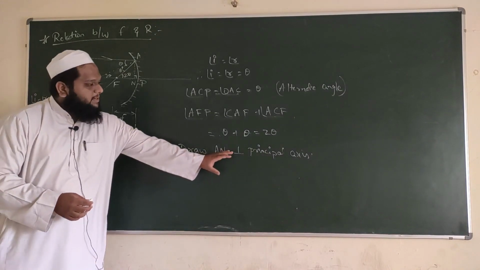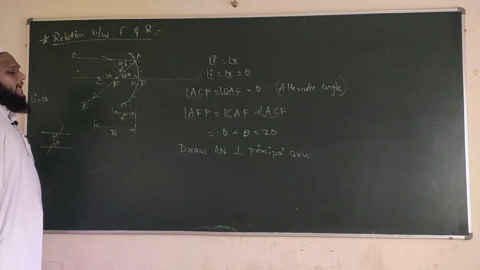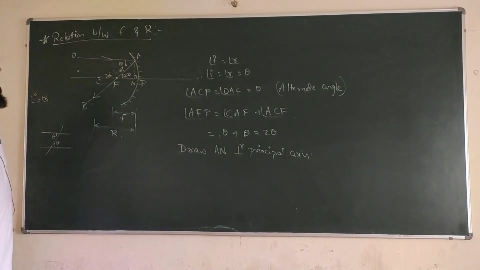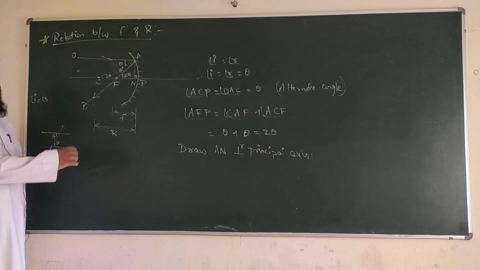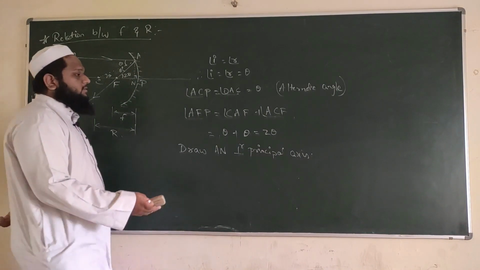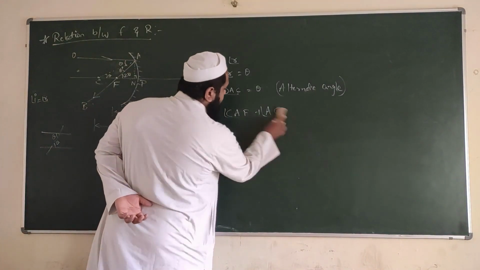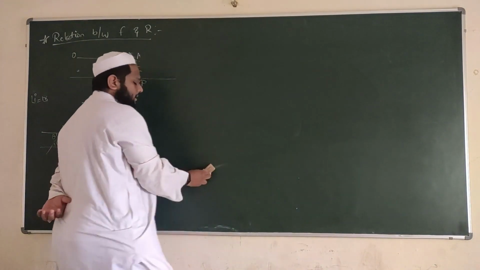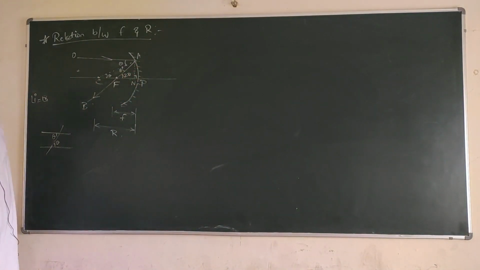So draw AN perpendicular to principal axis. In your exams you will not be writing with this, it's just a shortcut I use. You will be writing the full form. Done? So now, from triangle, I hope this is done. I'll just erase it off. You can pause and copy it down, then move forward with your video. Done. Let us move forward.